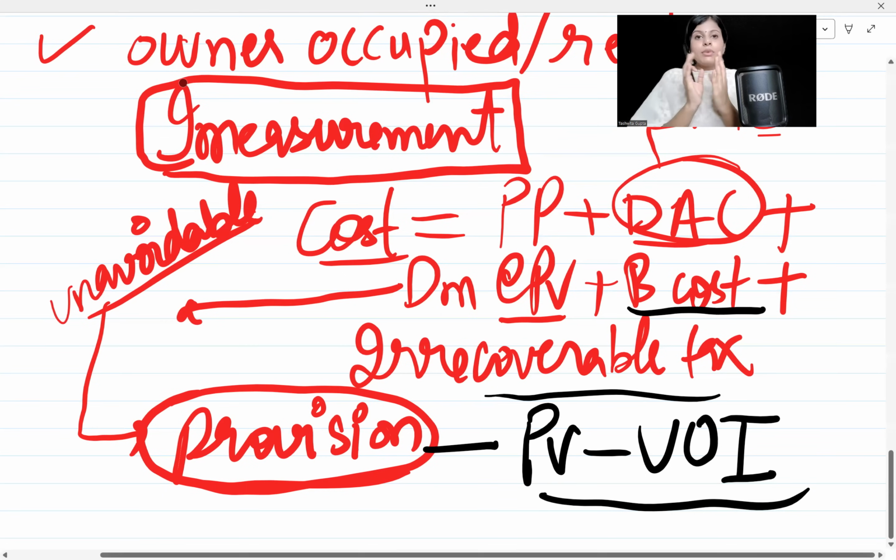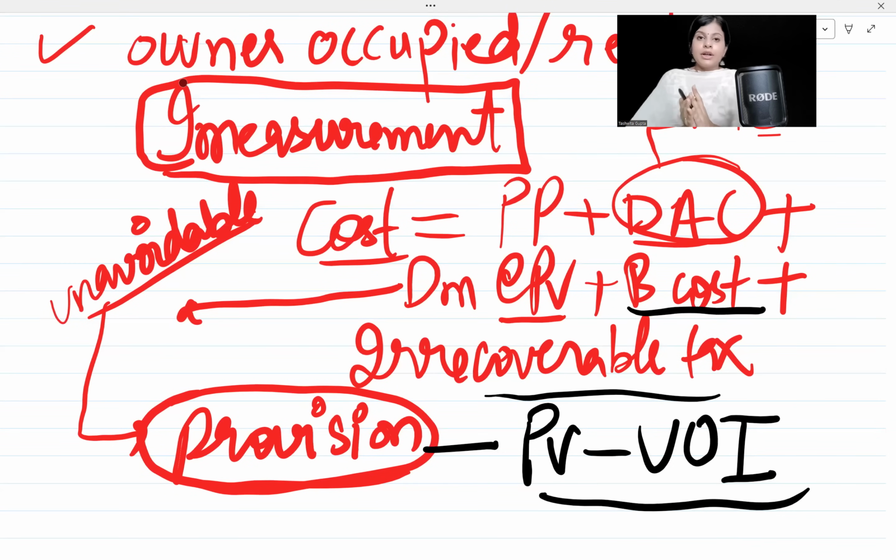You just net them off, whatever is the balance. Either I will have a liability to pay you the tax or you will give me a refund. So you claim that input. But if you're not GST registered, then you don't get that benefit of netting it off. So it becomes irrecoverable tax, which needs to be added to the cost of the asset. So this is what is given to us in the initial measurement of IS 16.